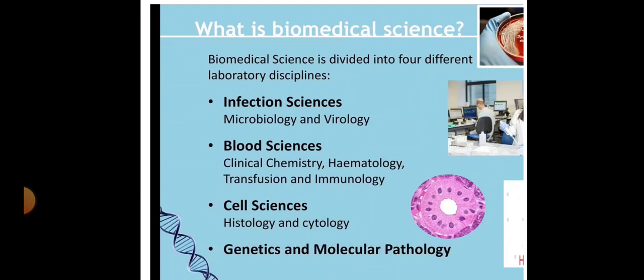Biomedical science is divided into four different laboratory disciplines. The first is infection science, the second is blood science, the third is cell science, and the last is genetics and molecular pathology. In infection science, we study microbiology and virology. In blood science, we study clinical chemistry, hematology, transfusion, and immunology. In cell science, we study histology and cytology.